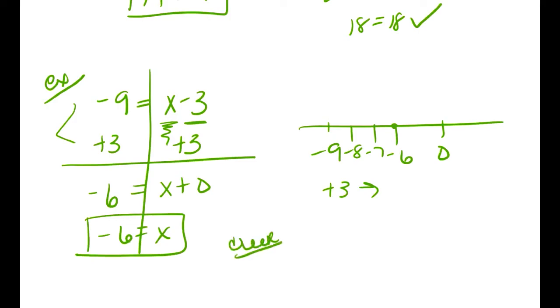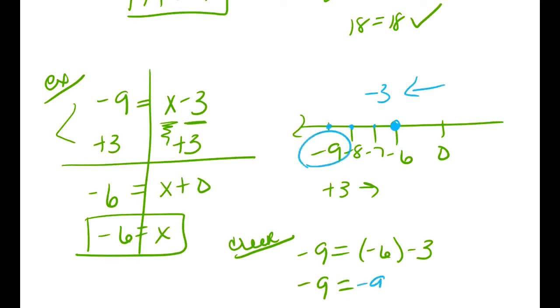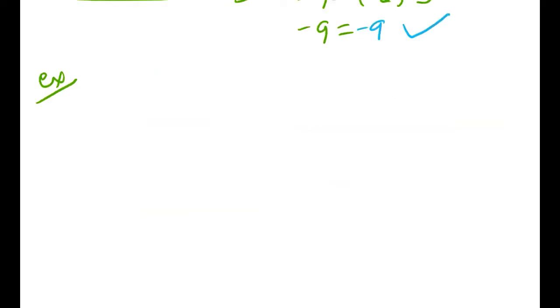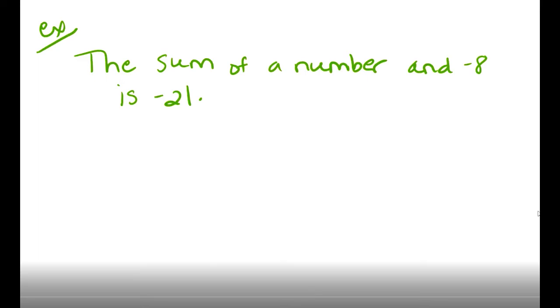Now we're going to check. -9 equals -6 minus 3. This is so good for your integer review. So now we start at -6. And when I subtract 3, I'm going to move to the left. 1, 2, 3, which means I arrive at -9. And so it works. This is utilizing, again, another skill that we've already learned. So it's great review. Let's do one final example here.